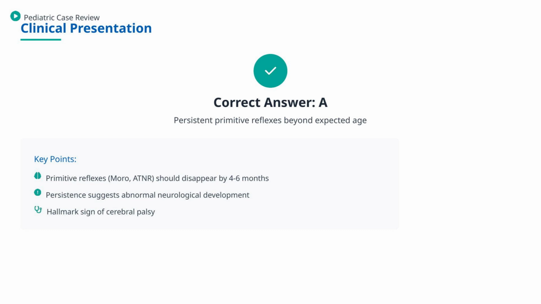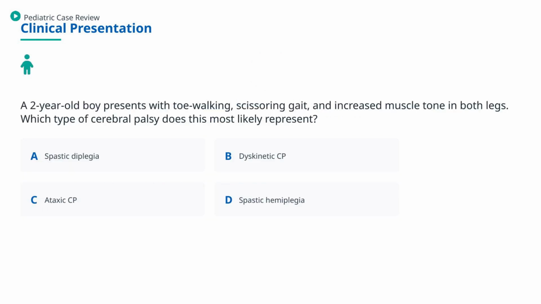Primitive reflexes like the Moro reflex and asymmetric tonic neck reflex should disappear by 4 to 6 months. Their persistence suggests abnormal neurological development, which is a hallmark of cerebral palsy, often accompanied by delayed motor milestones and abnormal muscle tone.